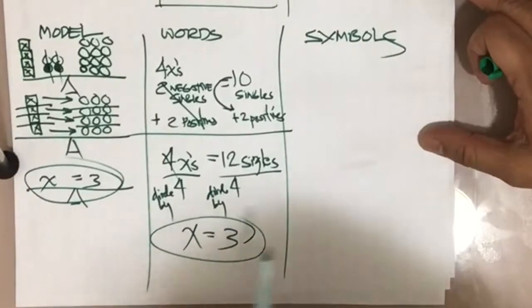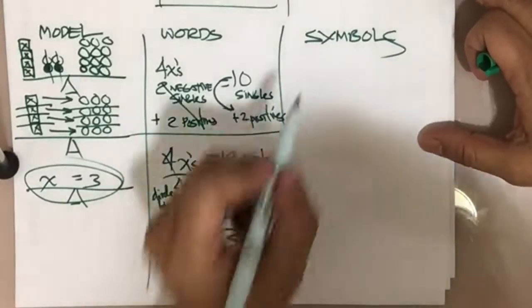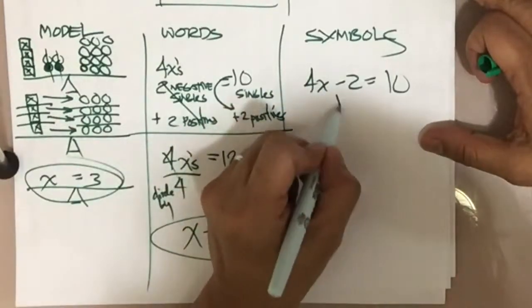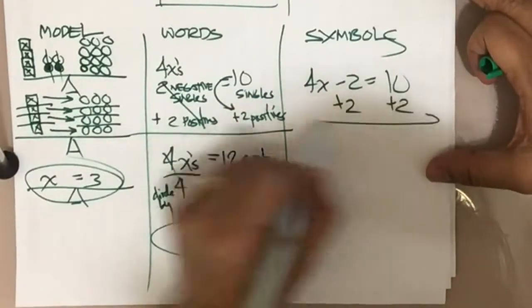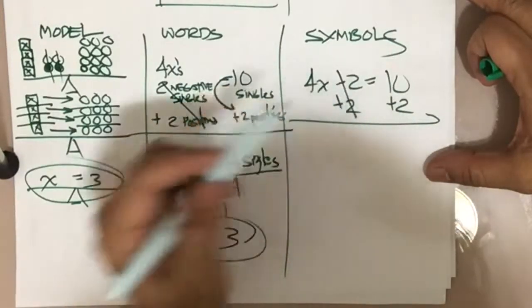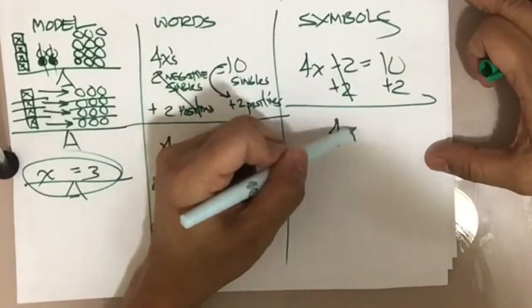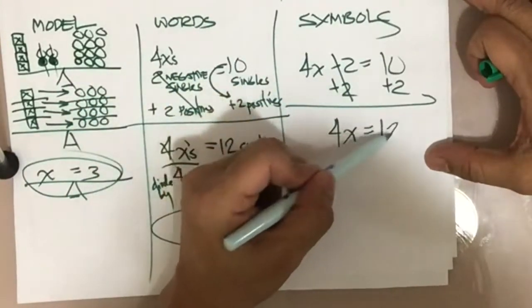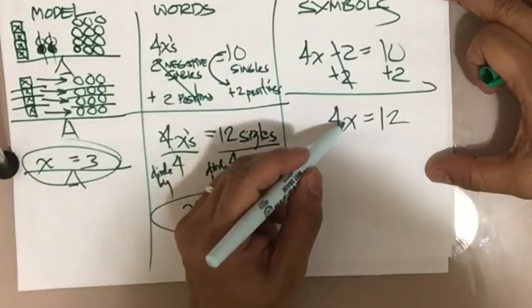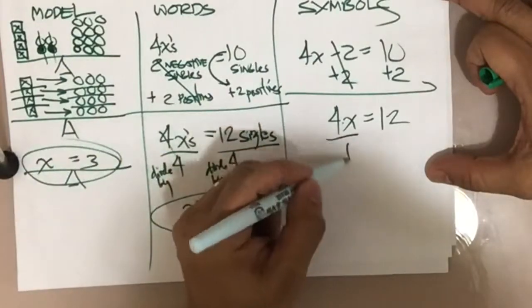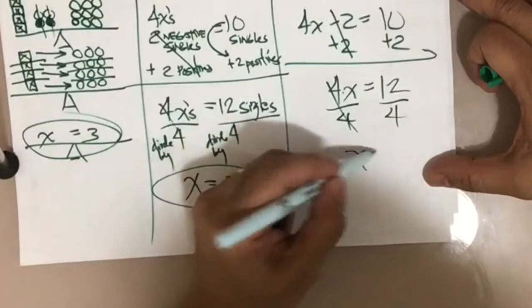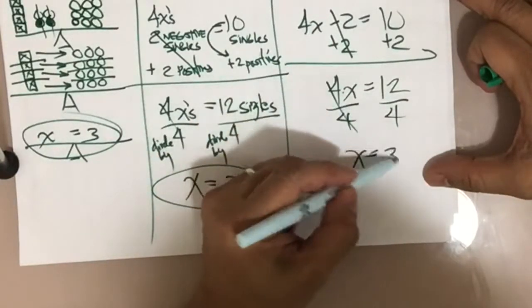Now, to write that as symbols, or sometimes they say algebraically, you write 4x minus 2 equals 10. Remember, we added 2 on the left, we added 2 on the right. Remember to keep the balance. Whatever you do on the left, you have to do on the right. That canceled out, and now we have 4x alone is equal to 12 singles, which is the number 12. To get the value of x, the opposite of multiplying, what we did was to divide by 4 on the left, divide by 4 on the right. Therefore, x is equal to 12 divided by 4. It's a 3.